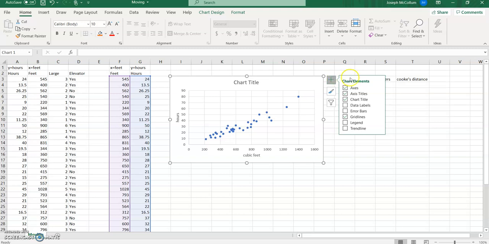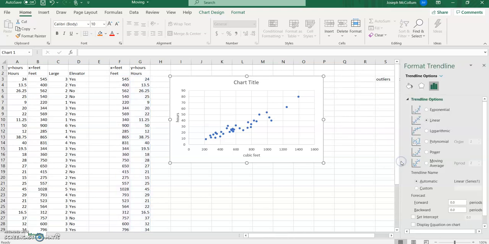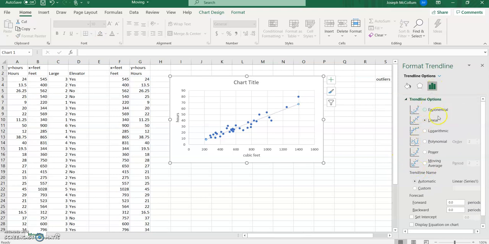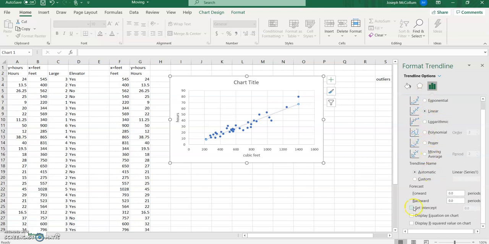So on the plus, on the chart elements, trend line, go across to the arrow, you'll see you have more options. When you go to more options, this is what I like to see. All the options, if you think there's an exponential bend, a log bend, a polynomial, you want a square, a cube, you'd pick all these options.